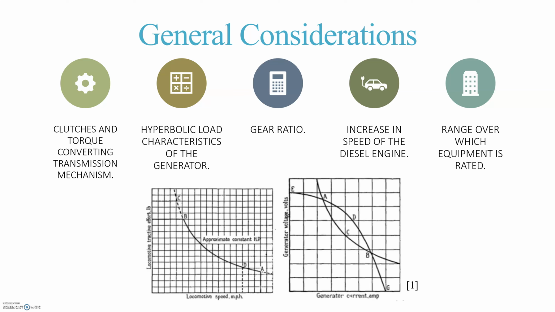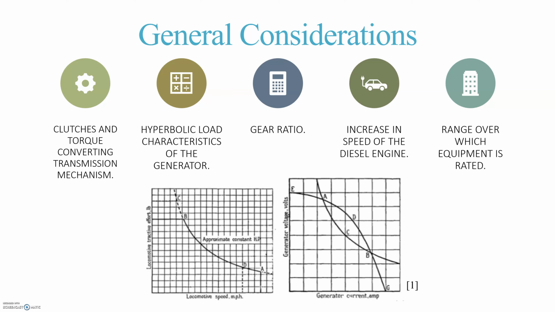Firstly, to counter no torque condition by diesel engine at standstill, the engine must be kept running with clutches and torque converting transmission mechanisms to ensure proper amount of tractive force in different states of operation. Traction force requirement is inversely proportional to the speed of operation, and the resultant performance curve is named hyperbola and is shown in the first graph of the slide.